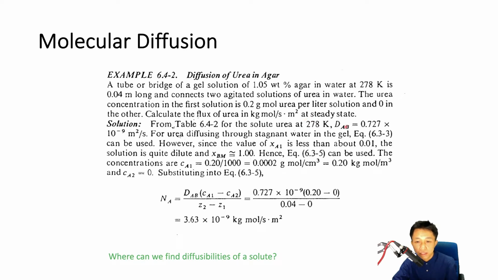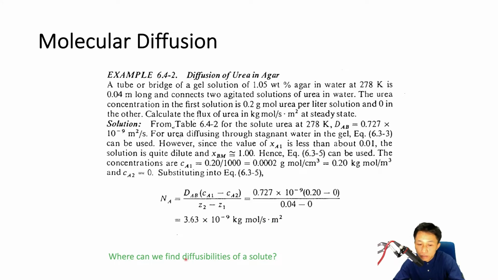Okay, we have this diffusivity of this one, square meter per second, for urea in agar, and then you have the length of this one, and then we just simply use this calculation. Molar at the other end, and then this is 4 centimeter as I said before, and this is diffusivity, and then you come up with this mass flux, in kilogram mole per meter square per second.